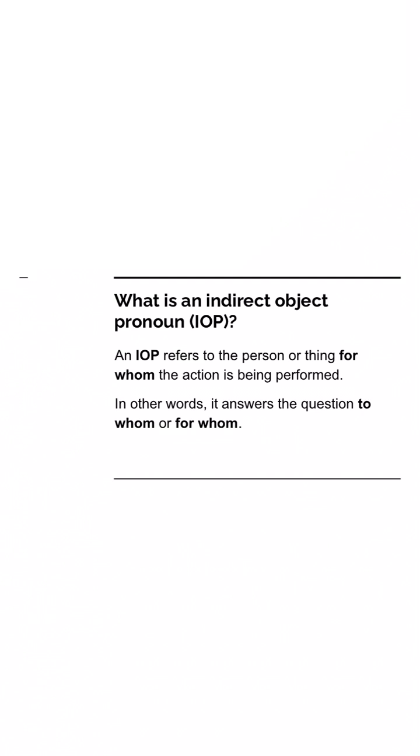Alright, but let's go ahead and define once again what is that IOP. It tells us here that the IOP refers to the person or thing for whom the action is being performed. In other words, it answers the question either to whom or for whom. If you remember nothing at all, remember this. Put a big star, highlight it, something super important. IOP answers the question to whom or for whom.